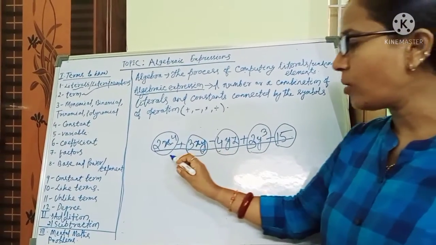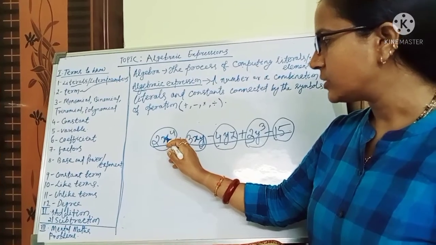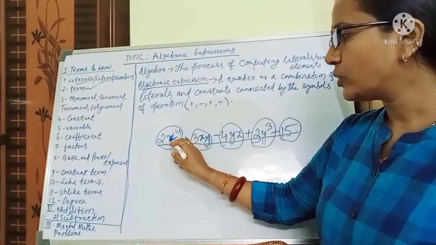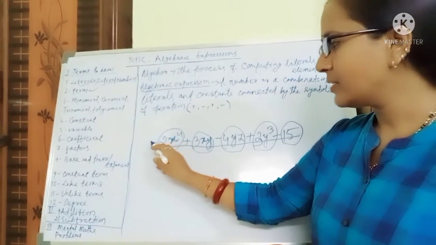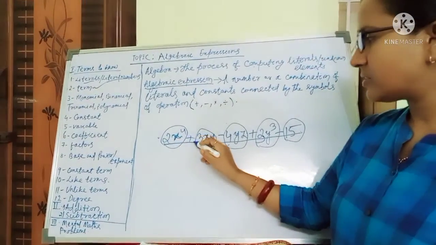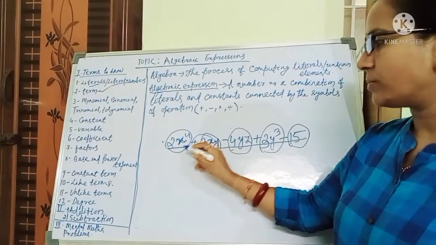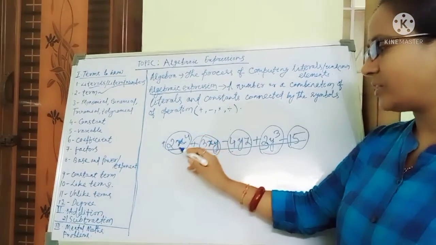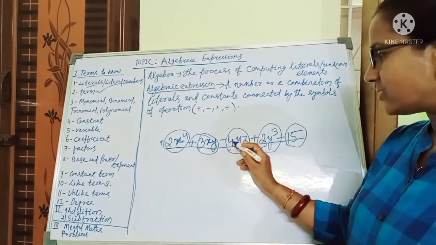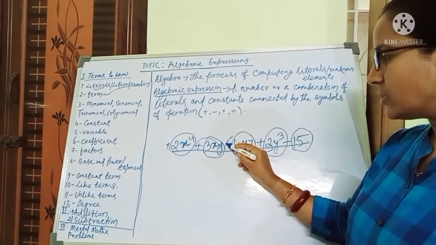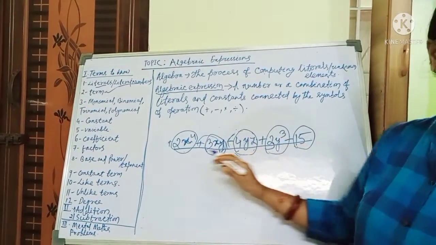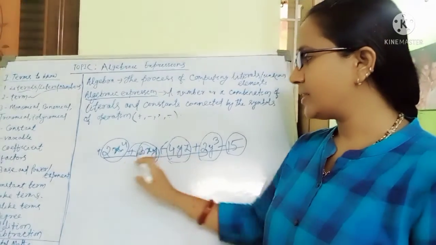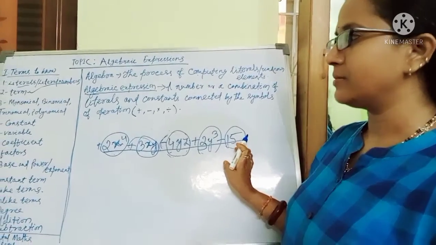Okay, what is a term? The terms are nothing but a combination of the numbers with the literals having their own sign. This is plus 3xy, a term. 2x to the power of 4 is a term. Minus 4yz, including the sign. These are the terms. If we combine all the terms together, it will become an expression.